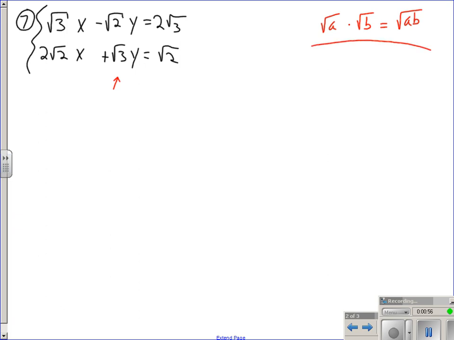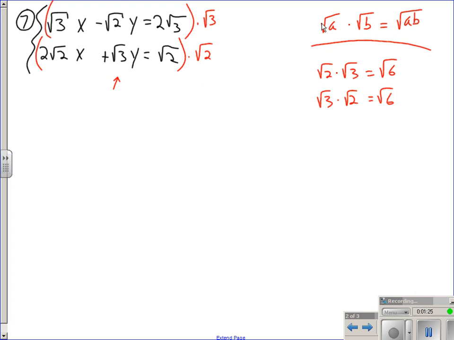Using this idea over here, I'm going to multiply this top equation by square root 3, and I'm going to multiply the bottom equation by square root 2. So the square root of 2 times the square root of 3, according to this rule up here, is square root 6. You change the order, it doesn't matter, commutative property of multiplication. It's still square root 6.